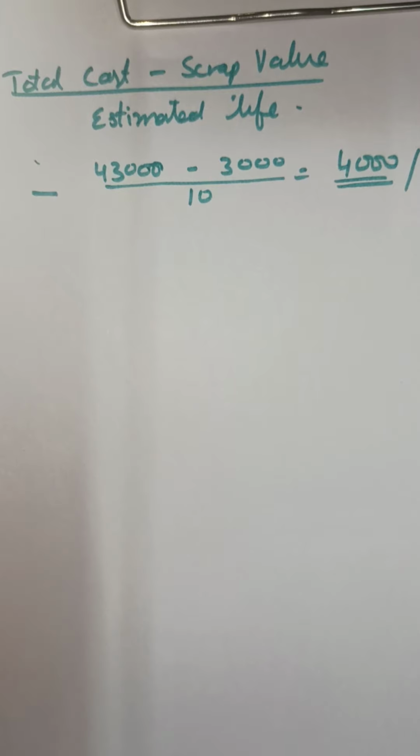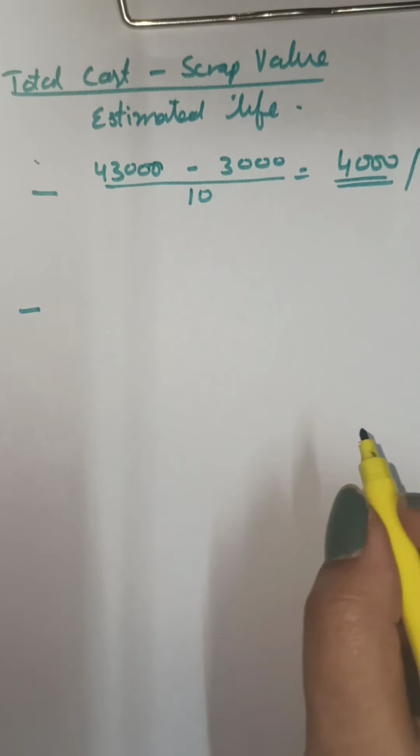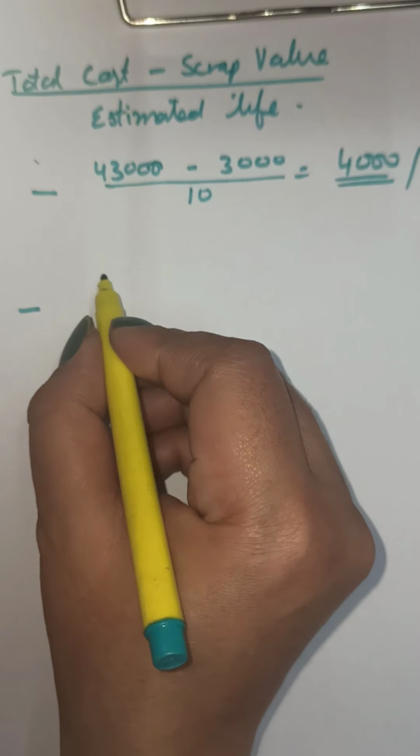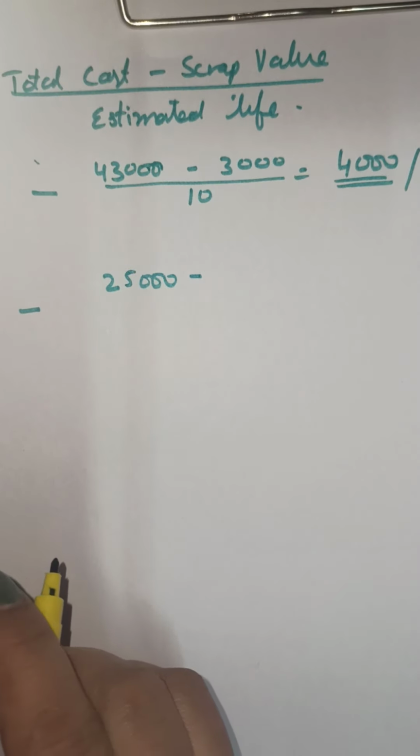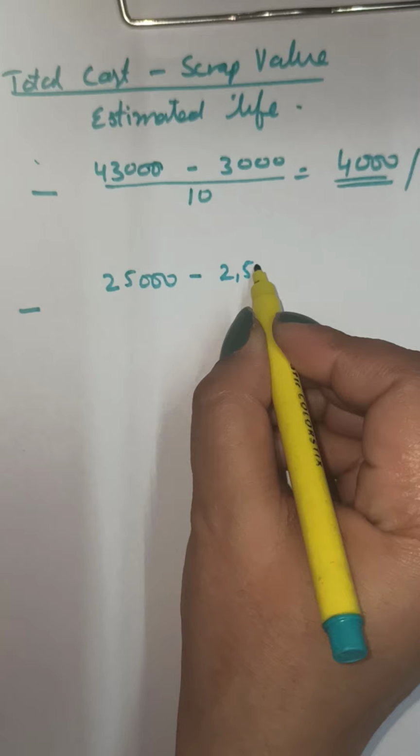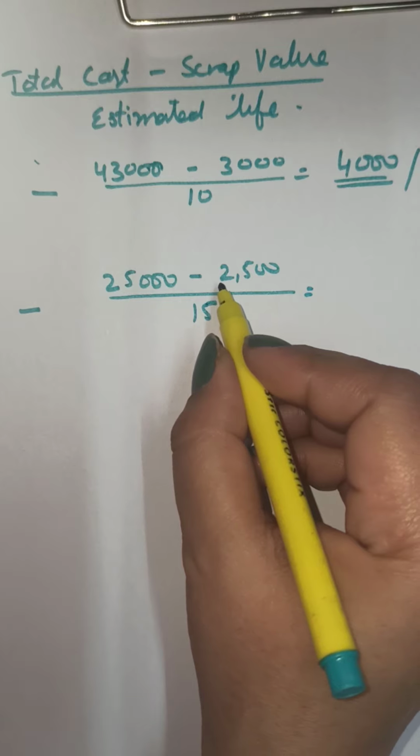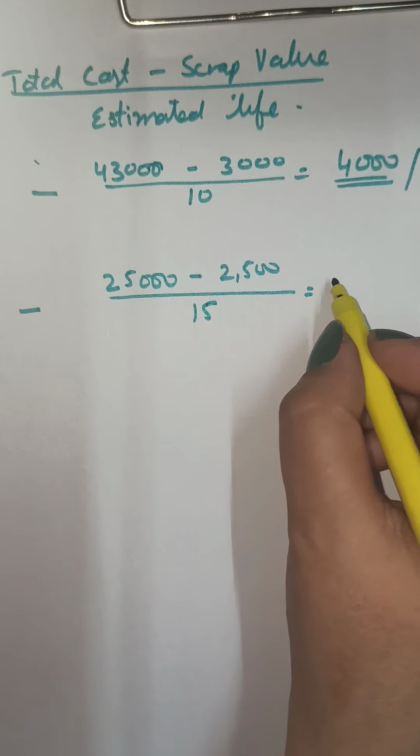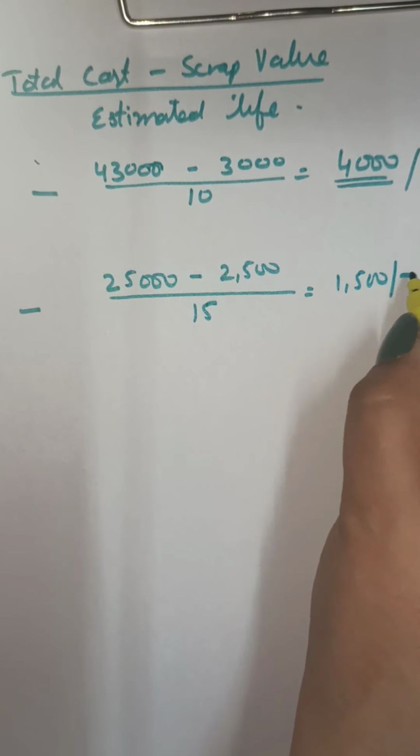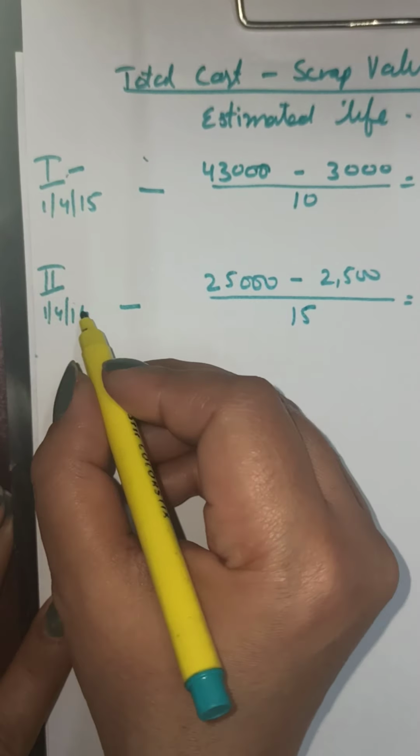Asset number 2 reads: on 1st April 2016, the company purchased an additional machine for rupees 25,000. Estimated life will be 15 years and the scrap value is rupees 2,500. So 22,500 upon 15 will be rupees 1,500. The depreciation per year will be rupees 1,500. That is asset number 2.